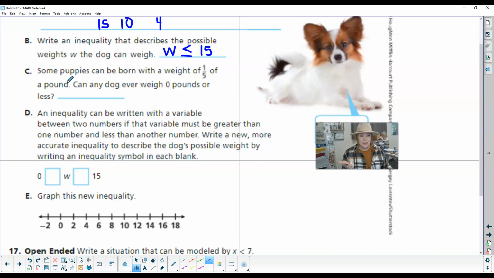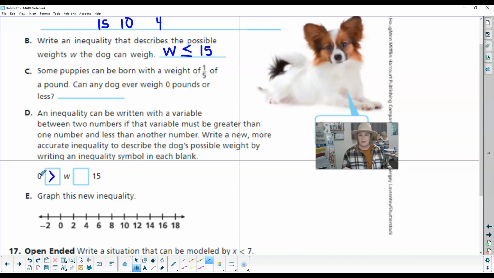Because coming back here, dogs can't weigh 0 pounds. They can be very teeny tiny when they are newborn, and they can weigh less than a pound, but they can't weigh 0 or they don't exist. If they have matter, they have to have a weight, okay? So this weight has to be bigger than 0. So this weight has to be greater than 0.